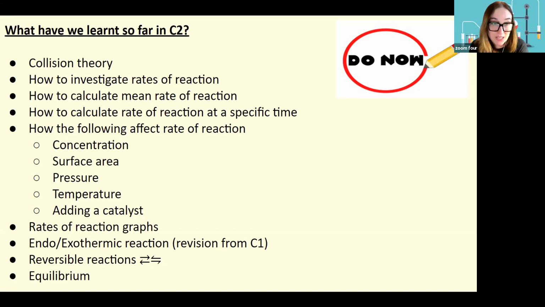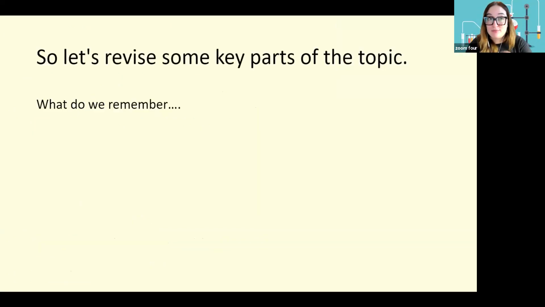Now, those topics that I've written on the slides there can be used to structure your revision, and I've popped them on there. We're not going to go through everything on here in lots of detail, but these are the things we've specifically gone through. Now, I want to see how much you remember.